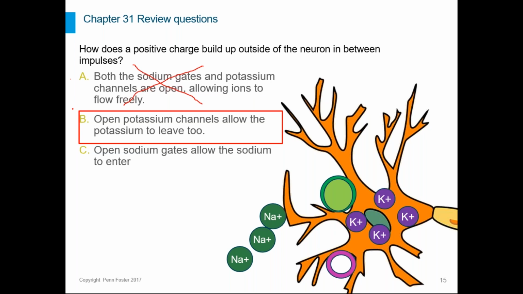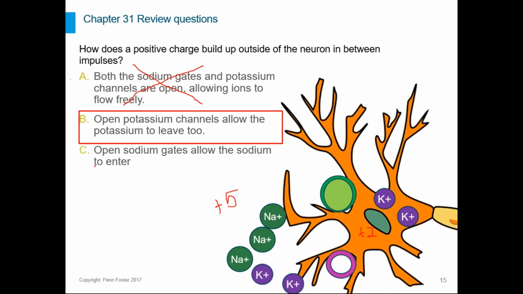So remember, we're building up this resting potential in between impulses. So after the impulse happens, it needs to reset itself. So we need to get the positive charge on the outside. So the only way to do that is to take these potassiums that are inside and let them go outside. And now you can see we've got a positive charge out here. In this diagram, it's +5. And that's greater than the positive charge inside, which in this diagram is only +2. So that allows that charge to build up outside.